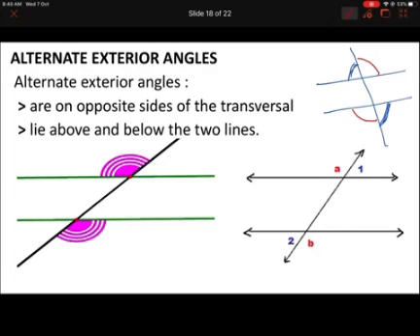You can see 1 and 2, 1 and 2. They are outside and opposite of the transversal. They are outside and opposite. Which is the other pair? The other pair is angle A and angle B. Okay.